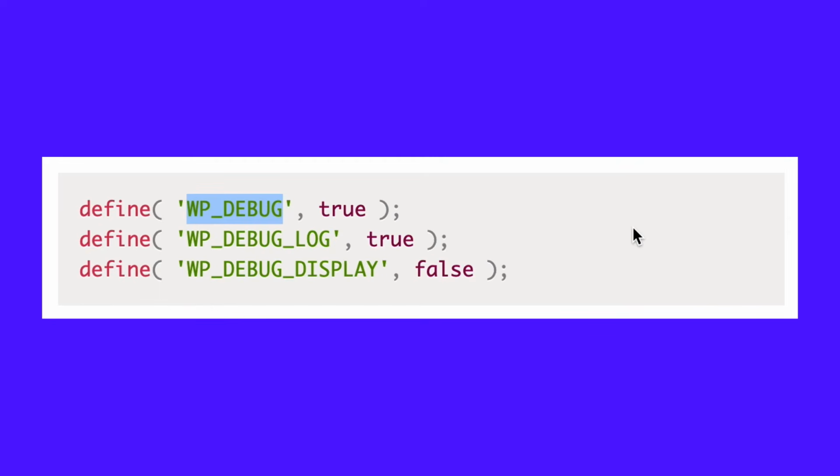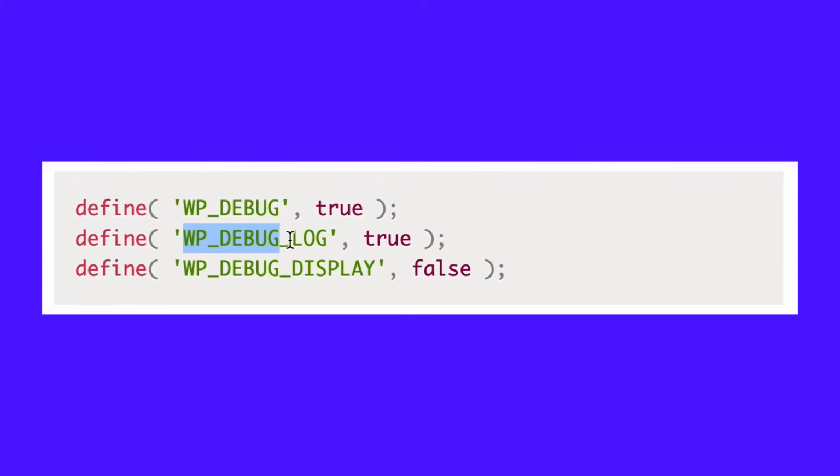The WP_DEBUG constant enables or disables the WordPress debug mode. It has two optional companion constants that can extend its features. The WP_DEBUG_LOG constant directs all errors to be saved to a debug.log file within the wp-content directory. If you don't see this file, you can always create one.